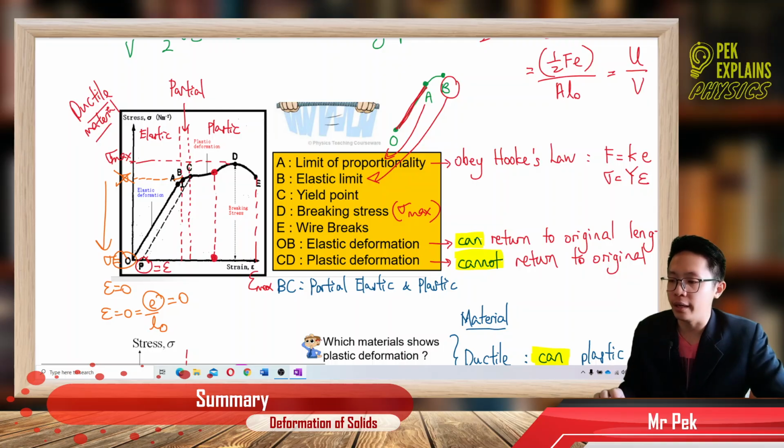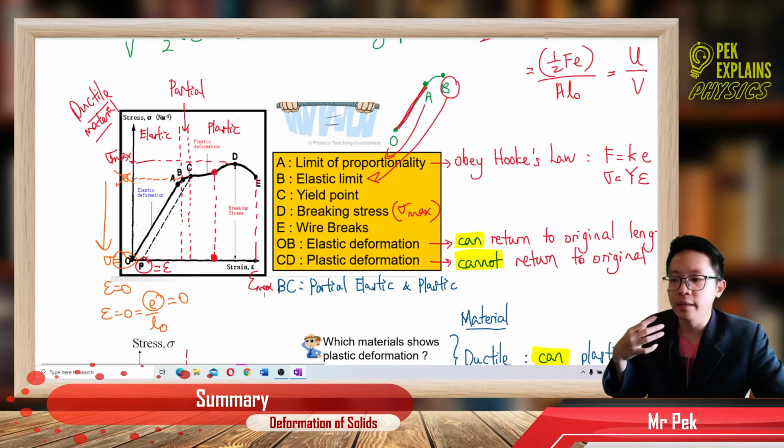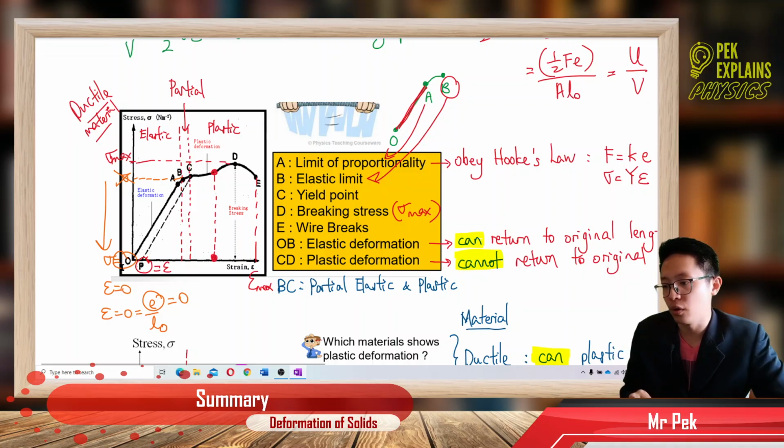After A, the wire does not obey Hooke's law. But the wire from O to B, if you elongate from O to B, it shows elastic deformation. Until point B, if you release the stress, it can go back to original length. The strain can go back to 0 entirely.